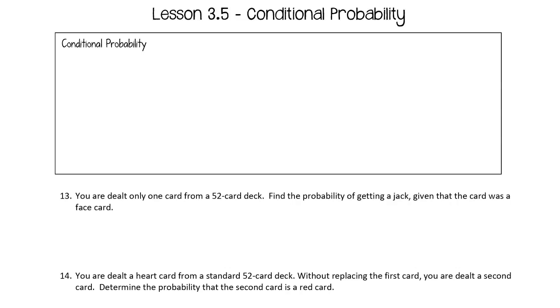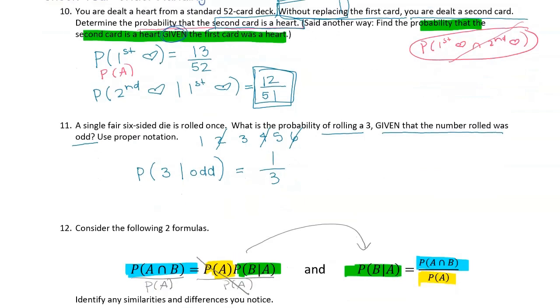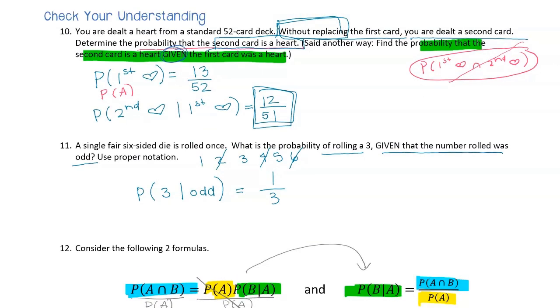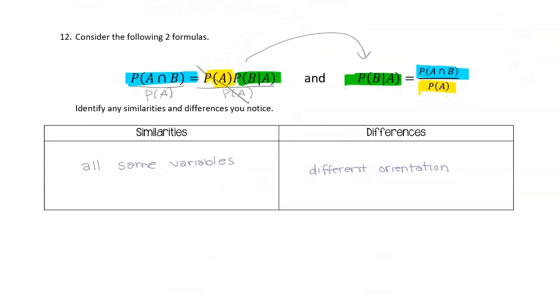In this video, we are going to connect the check your understandings from the previous video and talk about conditional probability. In the last video, we talked about this idea of conditional probability and this word given. And we did problem 10 and 11. And when you think of given, think of the sample space is changing. We also, in that video, looked at these two formulas.